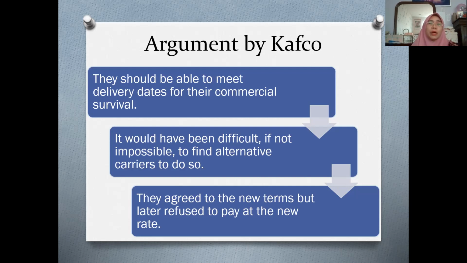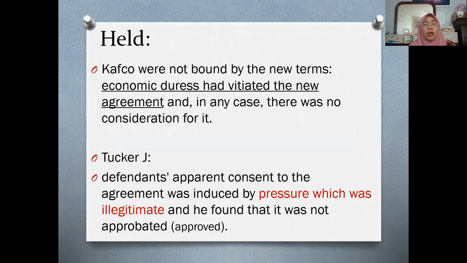So Kefco said, well, we agreed because of this reason. We were under coercion, under economic duress. That's an argument by Kefco in the court. They said we agreed because we must meet the delivery dates for us to survive. We are just a small company, and it's very hard for us to find alternative carriers. That's why we agreed to the new term, but later they refused to pay. They wanted to pay only half of it. So that's why we have this case. They brought their dispute to the court.